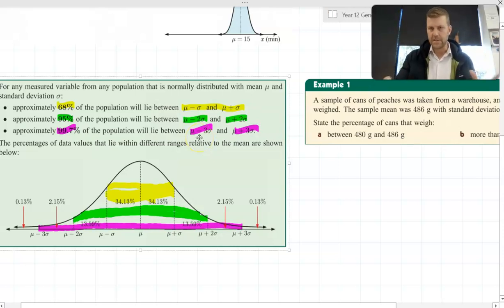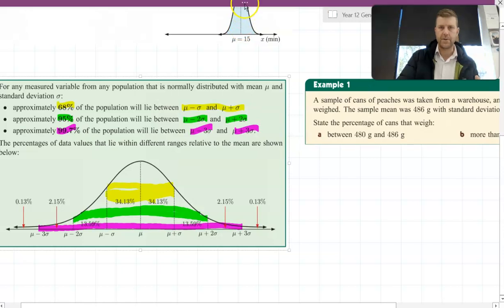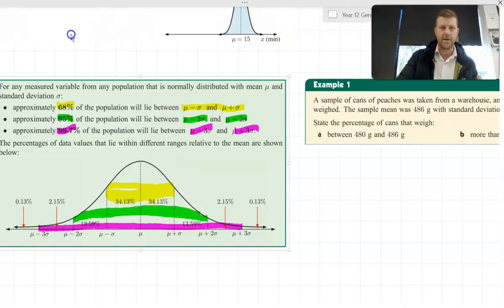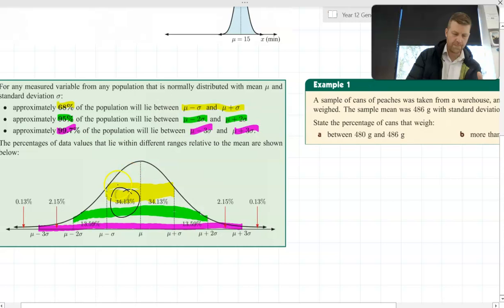Now, obviously this is just an approximation, and then it breaks it up further. If you look at it here, 34.13% of the data is between 1 standard deviation below and the mean.